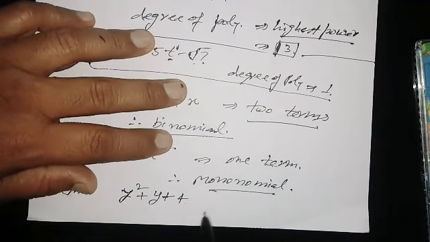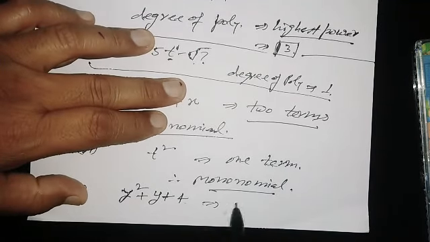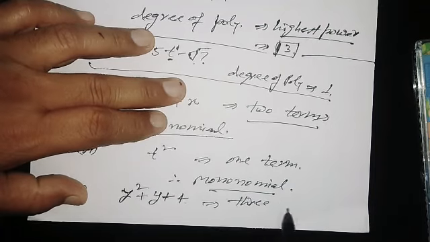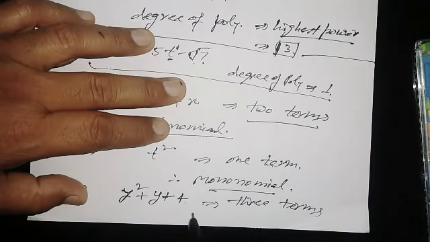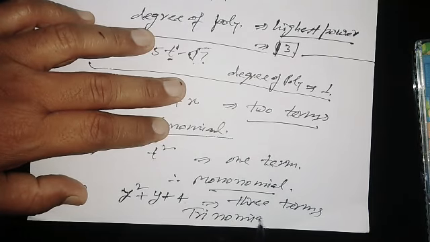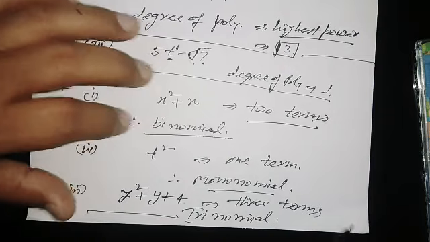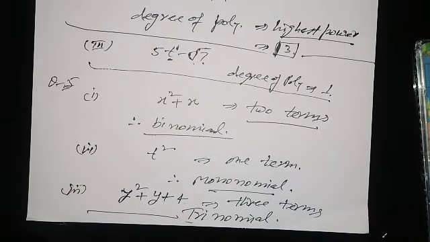Here you see it has three terms, and so it is called trinomial. Right? Exercise complete. So thank you. Okay.